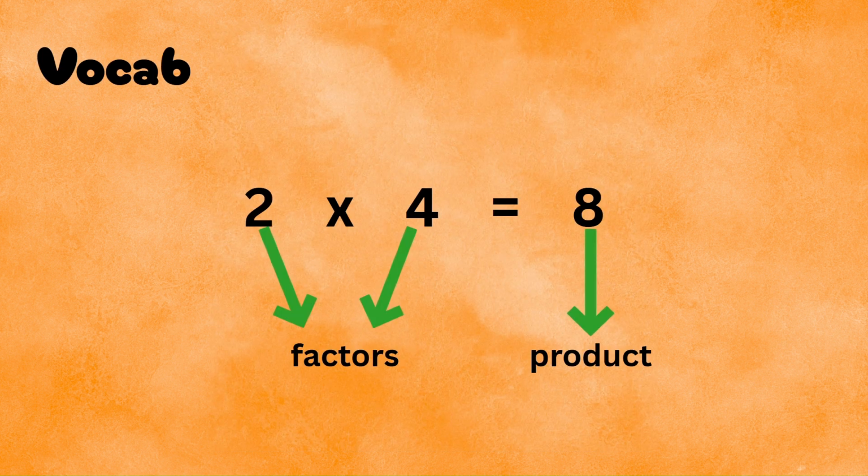Now we're going to discuss some multiplication vocab. The 2 numbers that are going to be multiplied are called factors. So in this equation, 2 and 4 are the factors. The number that is the solution of the equation is called the product. That's the fancy way of saying the answer of a multiplication problem. The product in this equation is 8.